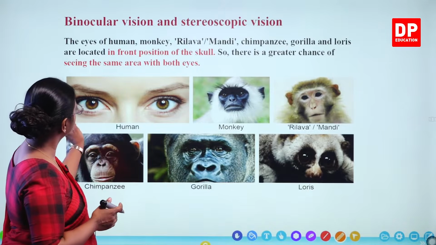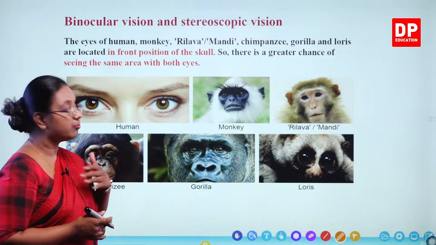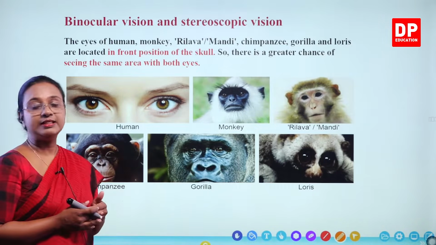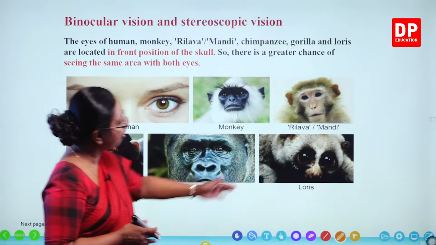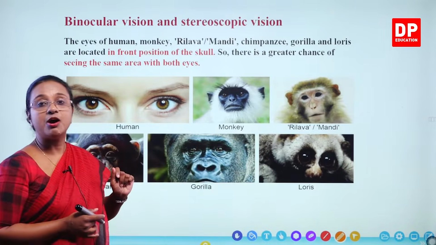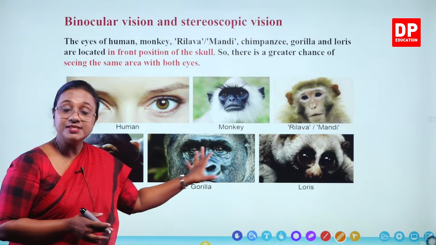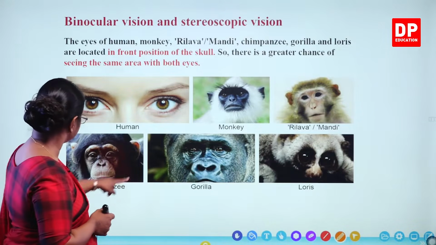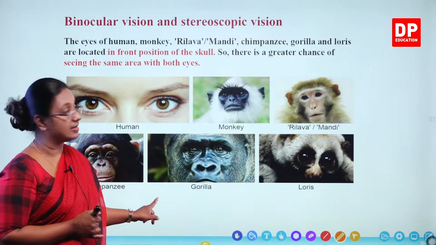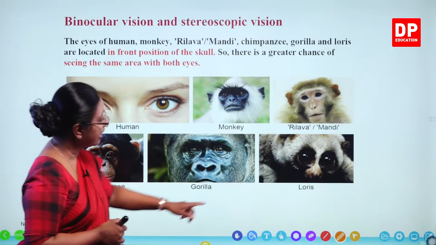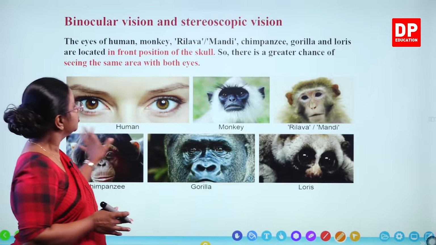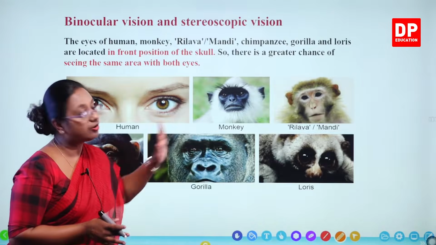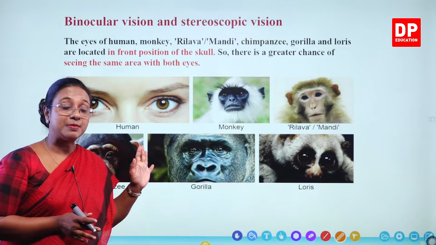Now here you can see the eyes of human, that is us. Then you can see the monkey shown in the diagram. Then Rilava or Mandi here. They are all similar type of mammals. Similar, not the same, similar. Then we have the chimpanzee, then the gorilla and the loris. So look at all of them. Look at our eyes and look at all these animals or the mammals.